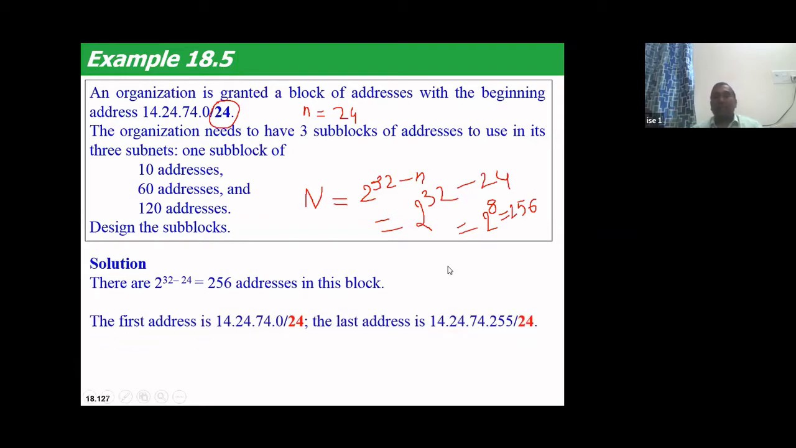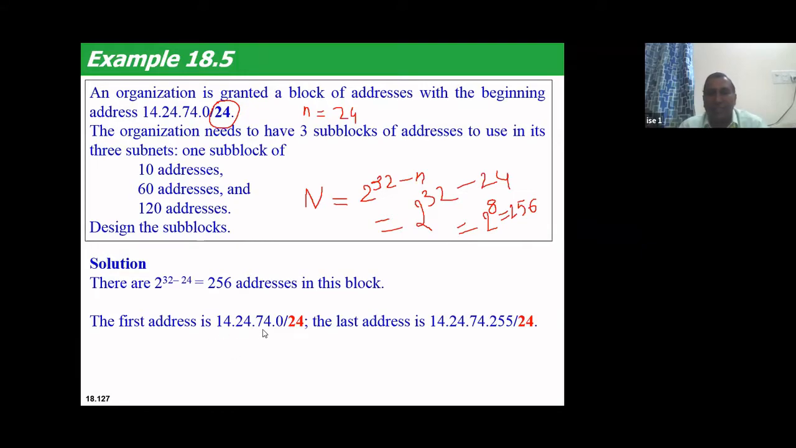Now this 256 has to be divided into 3 subnetworks. One subnetwork has to be given 10 addresses, another 60 addresses, and the third 120 addresses. And I have to calculate the first and last addresses of each of these subnetworks: for the 10, the beginning and last address, then for the 60, and here also the beginning and the last.